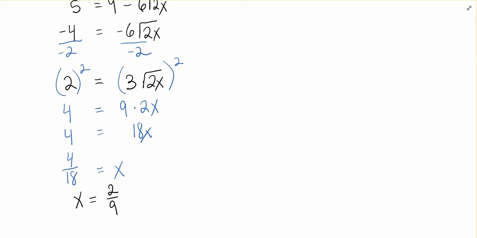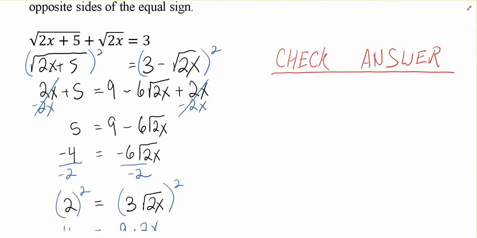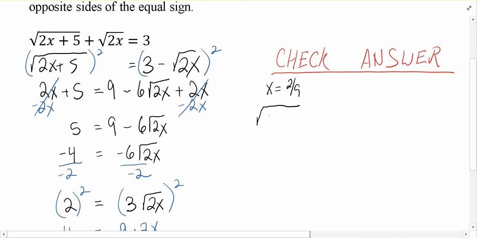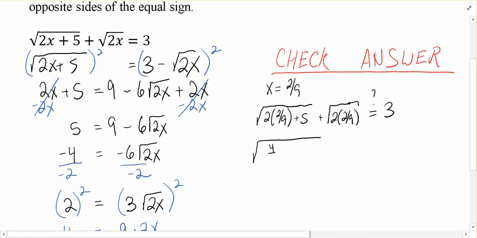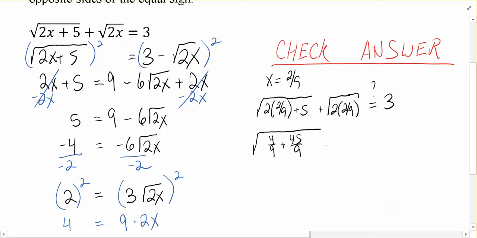We still need to check this answer of 2/9, so we're going to come all the way back to the beginning and check x equals 2/9. So 2 times 2/9 plus 5 inside the radical plus the square root of 2 times 2/9 is supposed to equal 3. So we have the square root of 4/9 plus 5, and instead of 5 I'm writing 45/9 because I know I need a common denominator, plus the square root of 4/9 is supposed to equal 3.